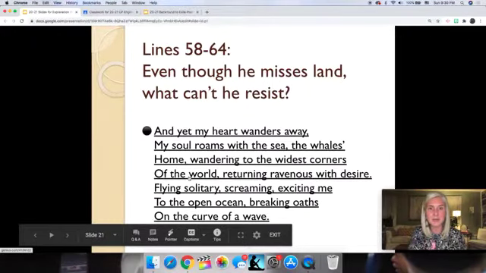See that repetitive W sound? That's alliteration. Returning ravenous with desire. Again, more alliteration. Flying solitary, screaming. More alliteration. Exciting me to the open ocean, breaking all oaths on the curve of a wave. So that passage there is chock full of alliteration. And just to touch on question 5, an example of a kenning.